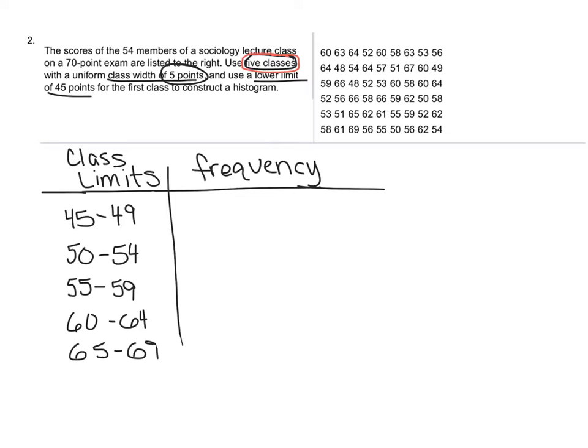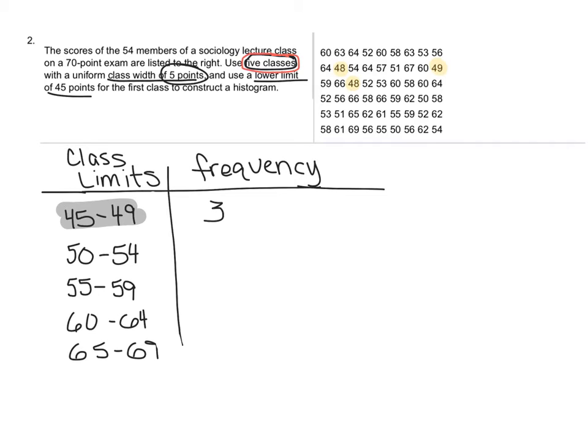Now that I've listed all of my classes, I'm going to go up to my data set of all 54 values, and I'm going to identify the number of values that occur in each class. First, I'll identify the number of values that are between 45 and 49 to include 45 and 49. So we'll go up to the data set and we're just going to highlight the values that are 45, 46, 47, 48, or 49. And I have 3 values that are within that class, so my frequency is 3.